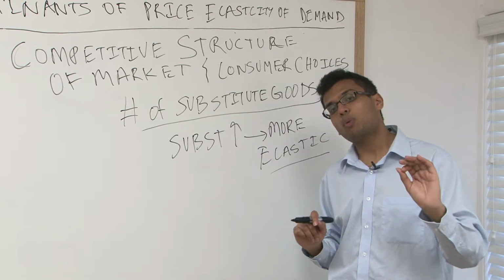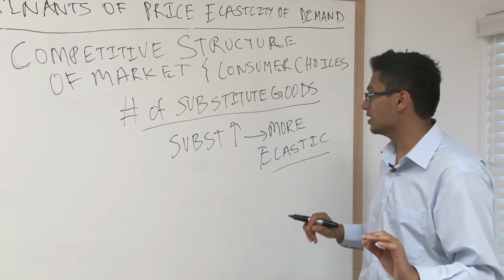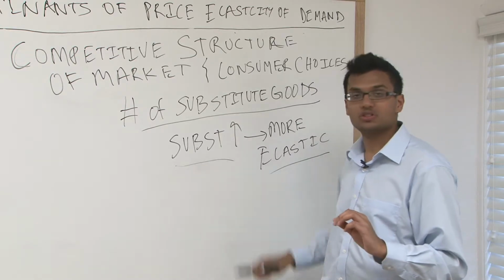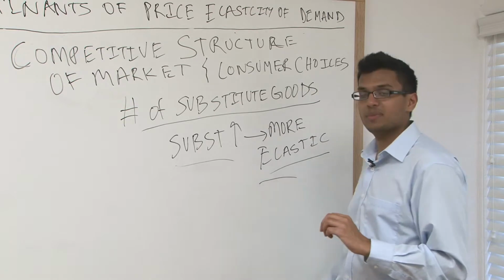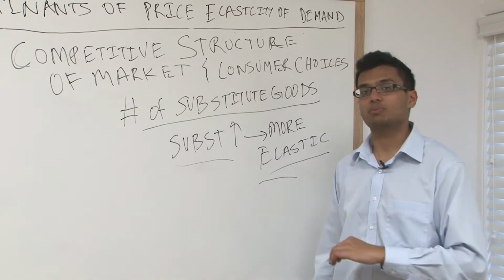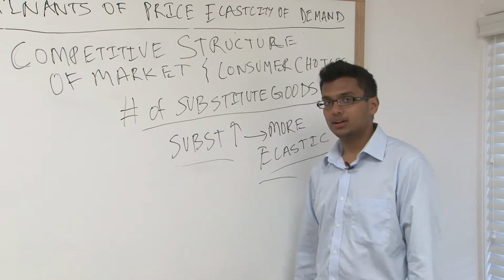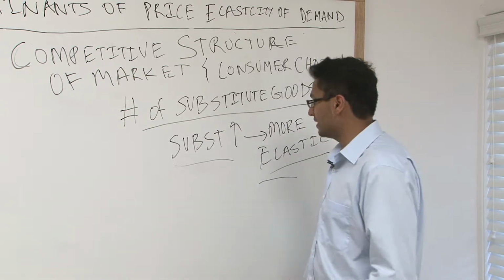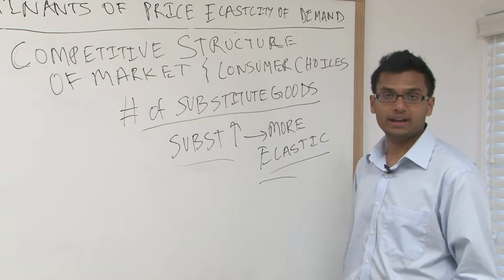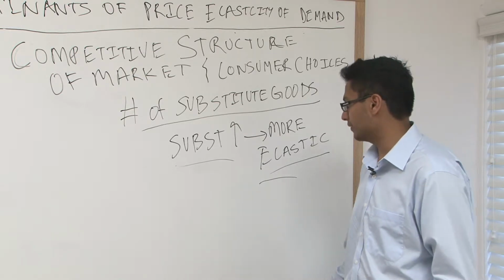I think the most important thing out of all of this is understanding the higher the number of substitute goods, the more elastic the demand is. I think this is very important, understanding price elasticity of demand. Everything else kind of falls in place. All right? So that being said, let's go ahead and move on to another topic.